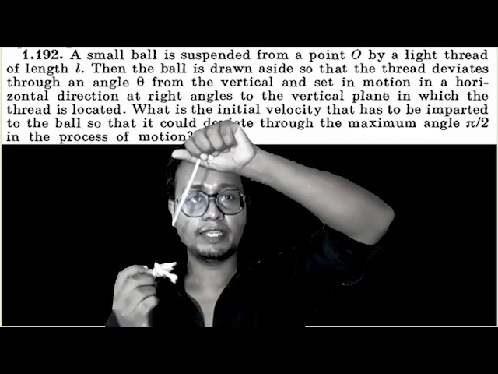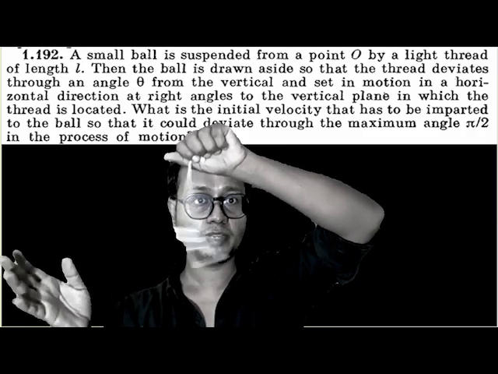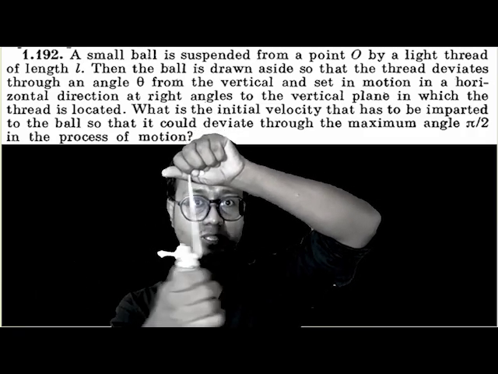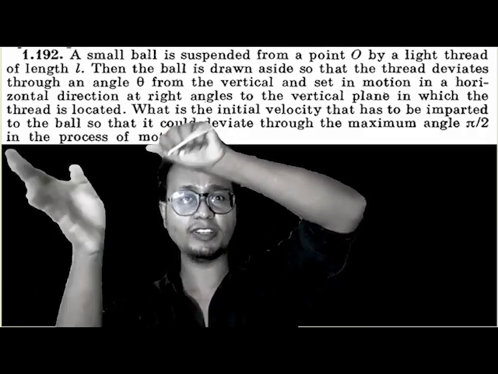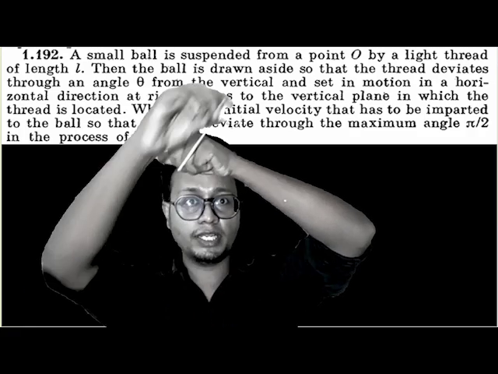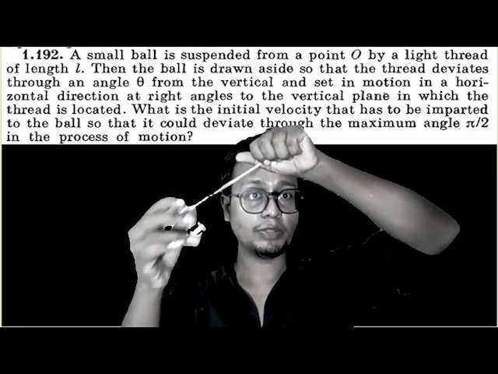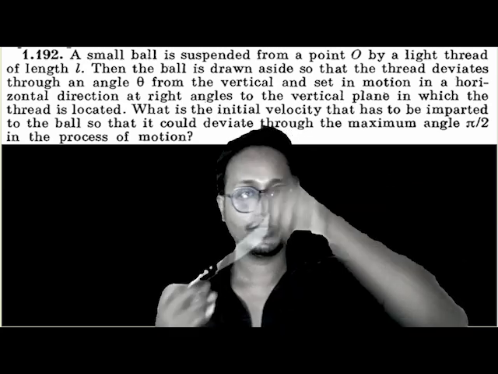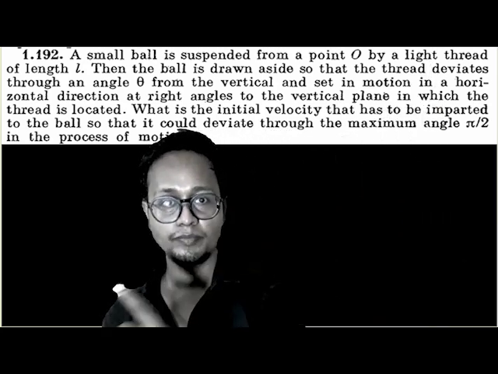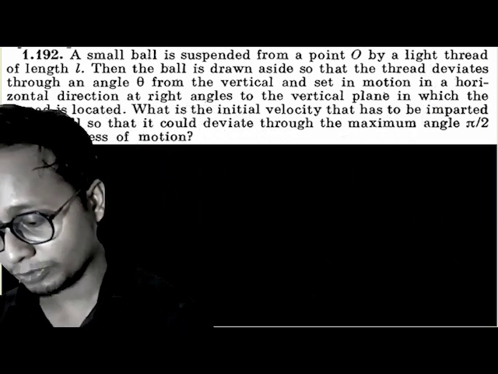See, if I give a very low velocity, the path becomes like this. If I give a very high velocity, the path becomes somewhat like this. So at a certain velocity, the path will become like this, a circular path in this direction. Understood? So let's draw the path.